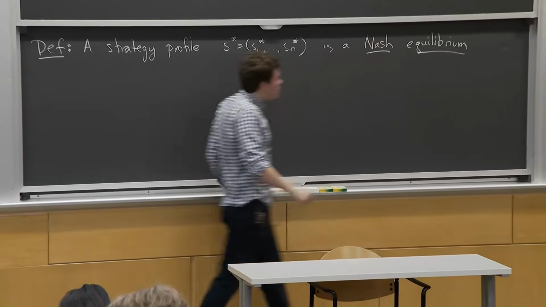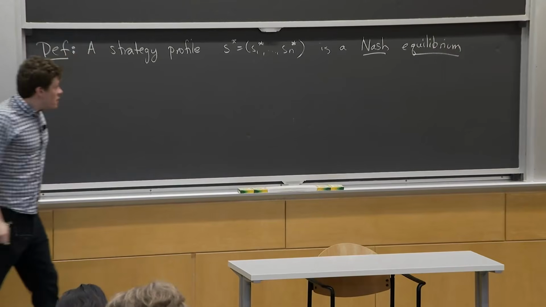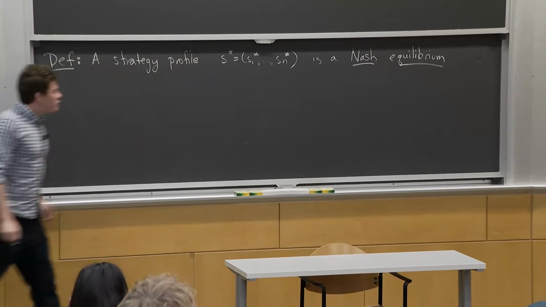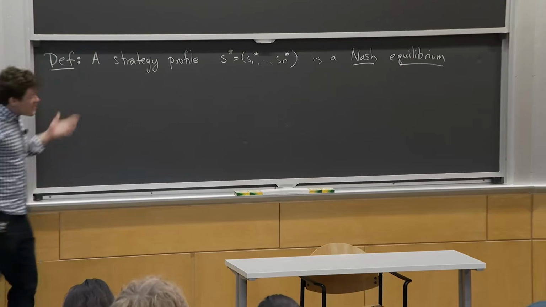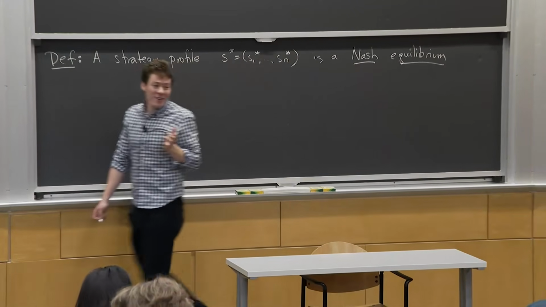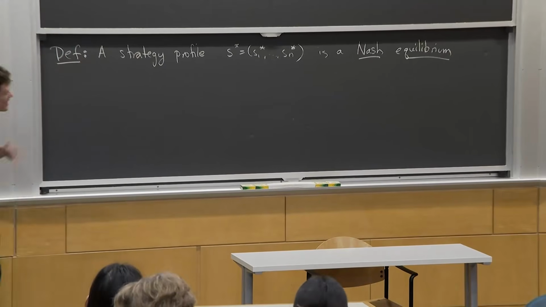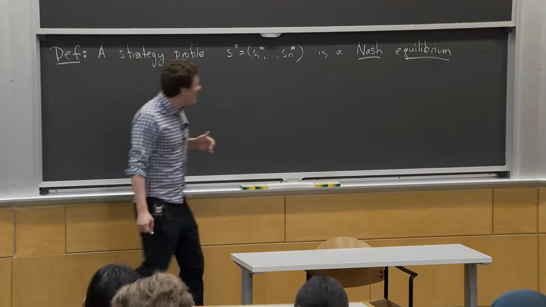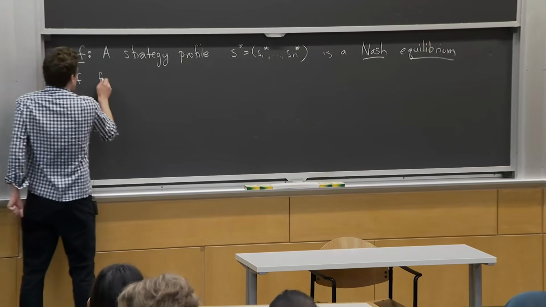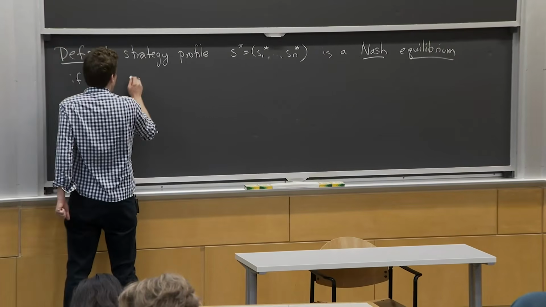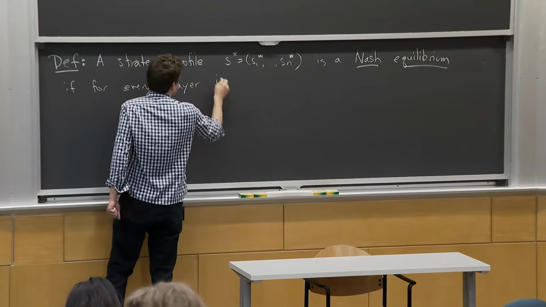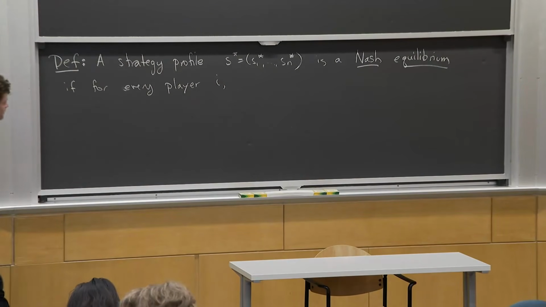This is named after John Nash, who won the Nobel Prize in economics. He wrote this paper in '48, '49. He wrote a few papers that introduced this concept. It's actually interesting to read the original paper. The original paper is like two paragraphs long, and he got the Nobel Prize for it. So if you have good ideas, you don't need to go on and on and on. So a strategy profile is a Nash equilibrium if for every player i, the following holds.